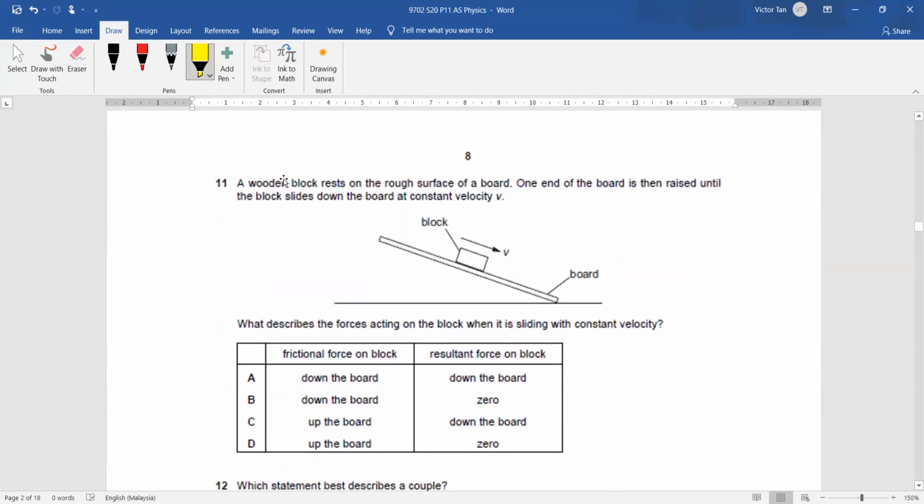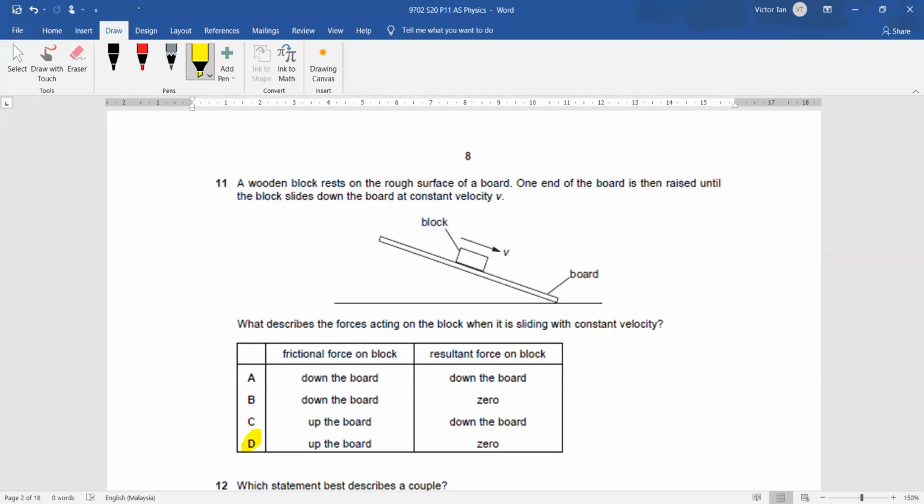Next question. A wooden block rests on the rough surface of a board. One end of the board is then raised until the block slides down the board at a constant velocity V. What describes the force acting on the block when it's sliding with constant velocity? Frictional force. Frictional force will be upwards, against the direction of motion. Resultant force on the block will be 0 because it is constant velocity.